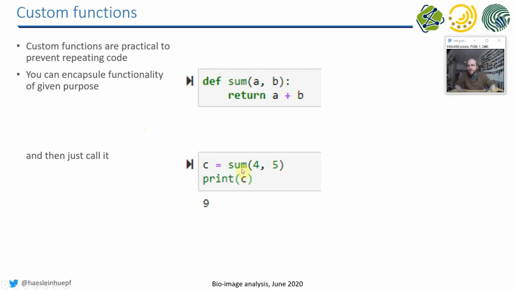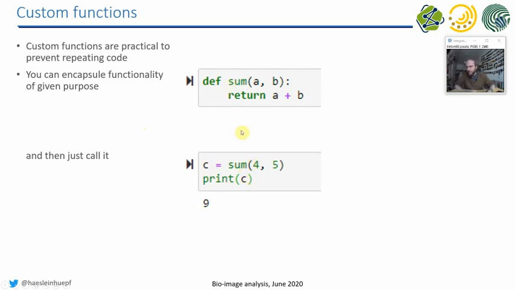This is how you call a function. You can, for example, call the sum function with the parameters 4 and 5. And the result which is returned from this function will be put in the variable c. And then you can print out c. So this is basically what functions do for you.